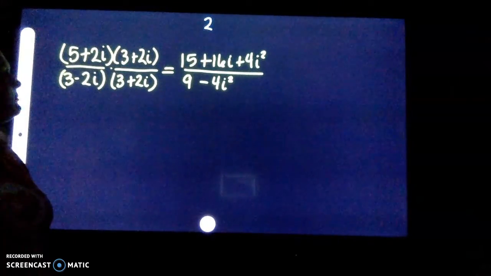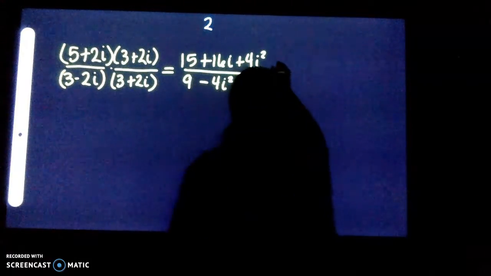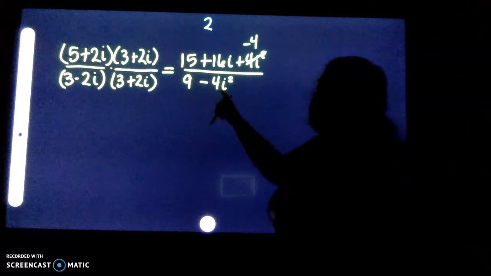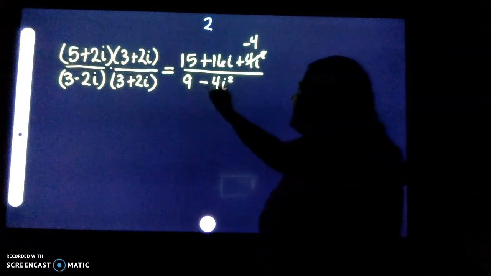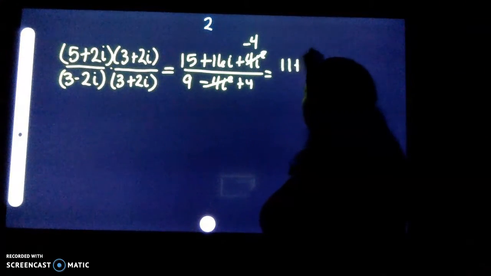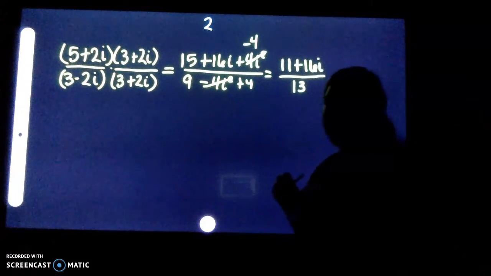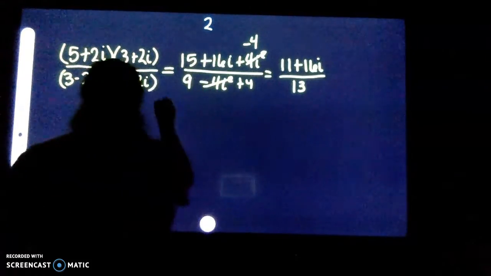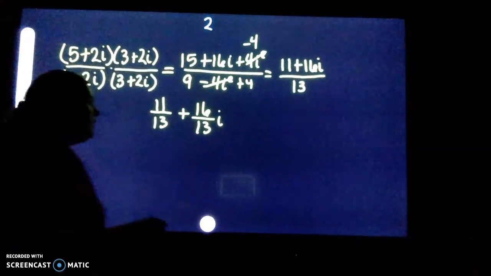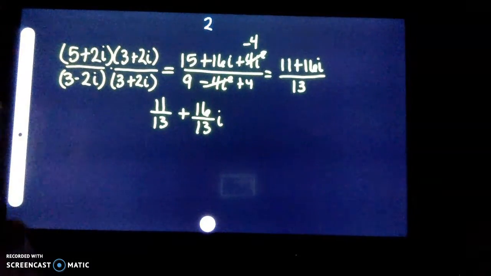From here, I go ahead and continue simplifying. Really, the only thing I have left to do is to replace the i squareds with negative 1s, which means I'm going to have 4 times a negative 1, which makes this a minus 4. In the denominator, I have negative 4 times a negative 1, which makes this a plus 4. I go ahead and simplify. 15 minus 4 is 11, plus 16i are my numerator values. 9 plus 4 is 13 is my denominator value. And the last thing I want to do is split it into two terms. So I have 11 over 13 plus 16 over 13 i. So that is how we multiply by the conjugate of an imaginary denominator.